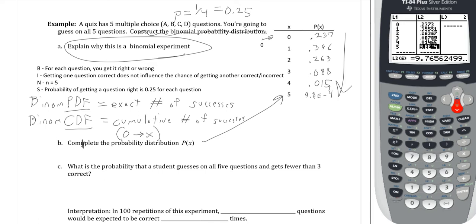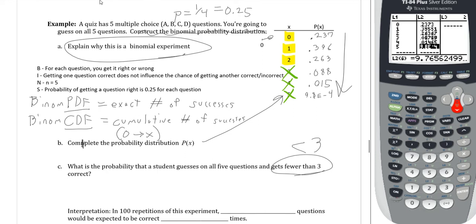For example, on C, it says, what is the probability that a student guesses on all 5 and gets fewer than 3 correct? So less than 3. Less than 3, in terms of number of successes, would be 0 questions correct, 1 question correct, or 2 questions correct. 3 is not less than 3, so we would not consider 3, 4, or 5.